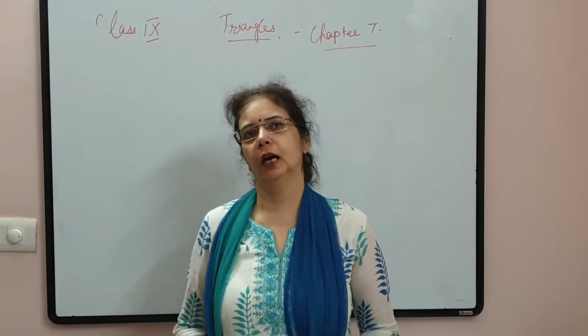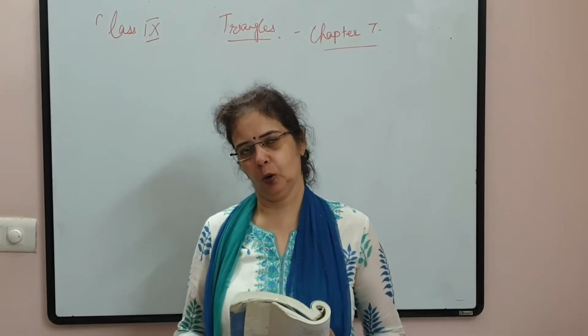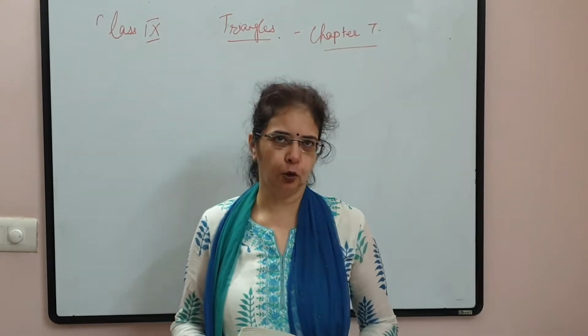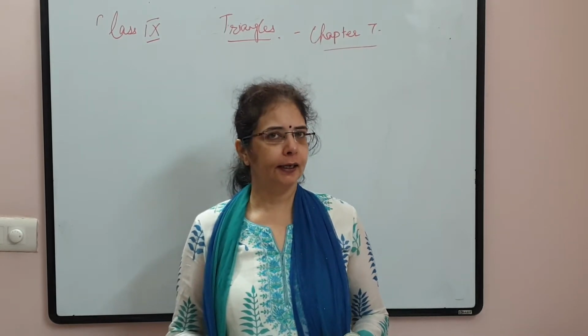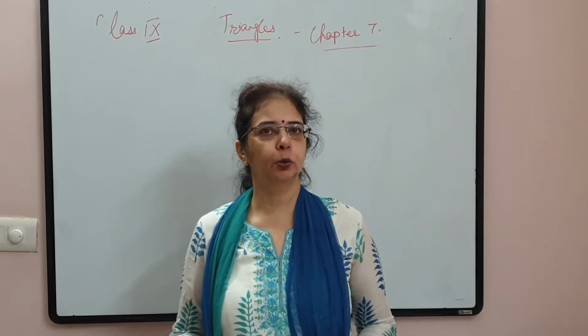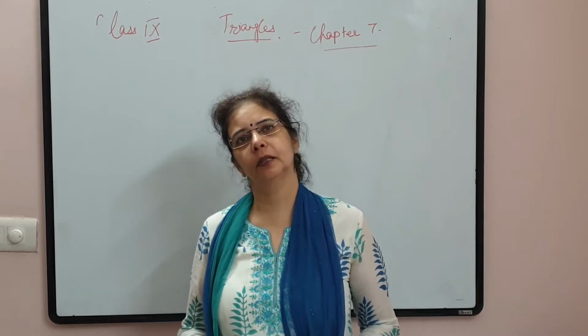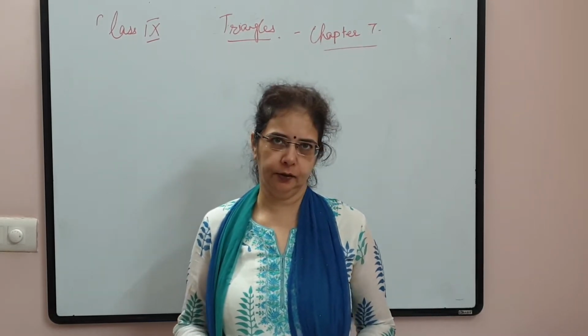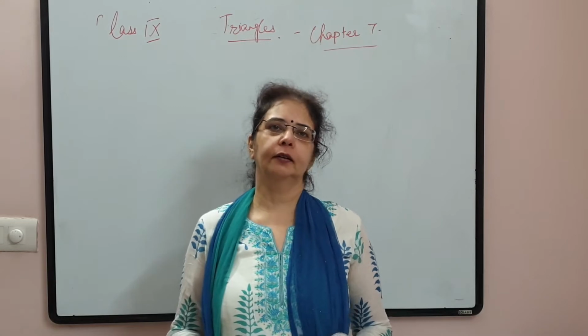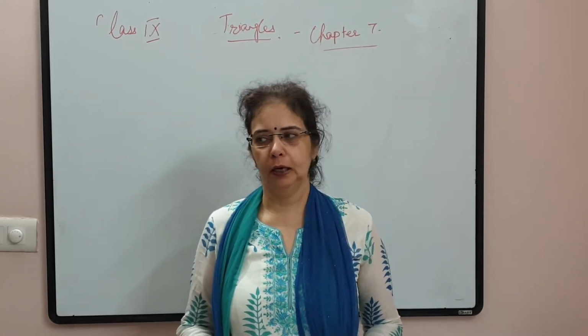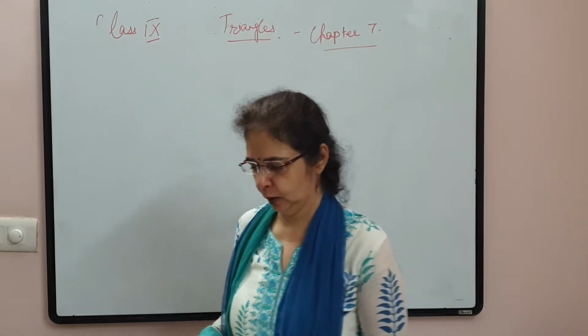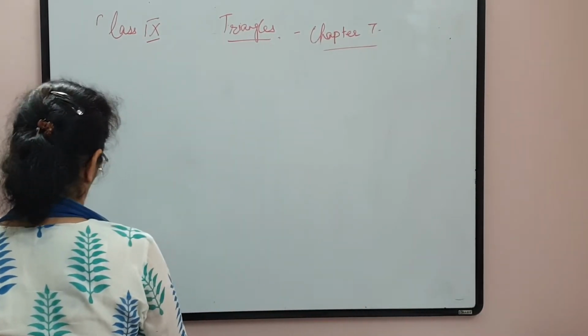Now children, we are on the chapter on triangles, chapter 7 of the class 9th NCERT book. In the earlier class, children, I explained to you the theorems and the axioms related to the congruence of triangles. We had also started exercise 7.1. We had done question number 1. Now let us move on to the next question. Question number 2 of exercise 7.1.